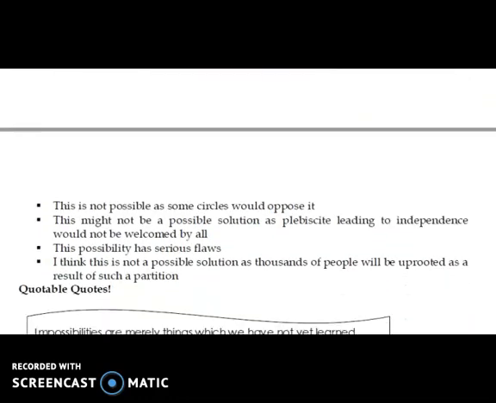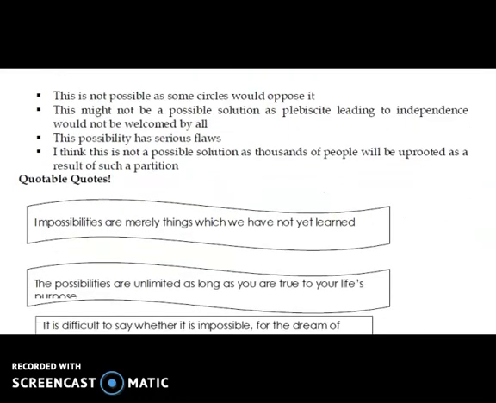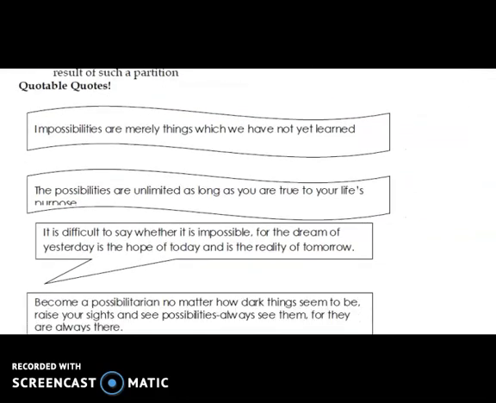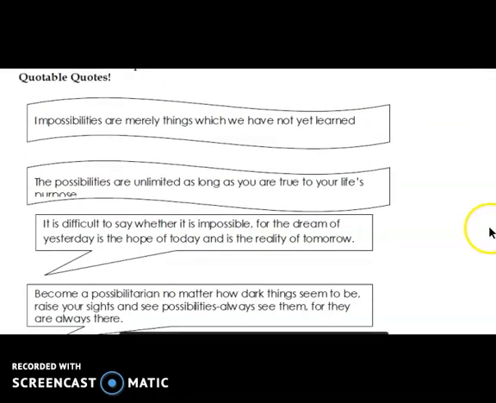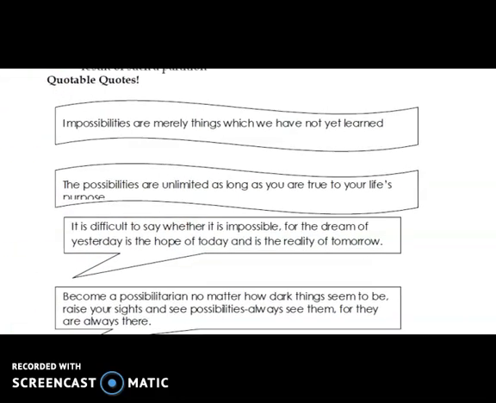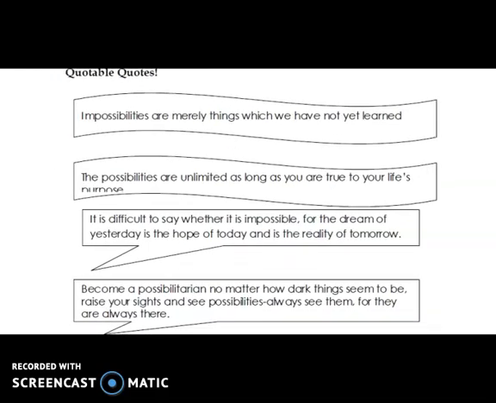We are going ahead and there are some quotable quotes out of all the content. I would like to share all the stuff from more close quarters so that you may get a better idea related to all those quotes which are extremely useful. Impossibilities are merely things which we have not yet learned, right? The possibilities are unlimited as long as you are true to your life's purpose. So, you already are familiar with all these quotes.